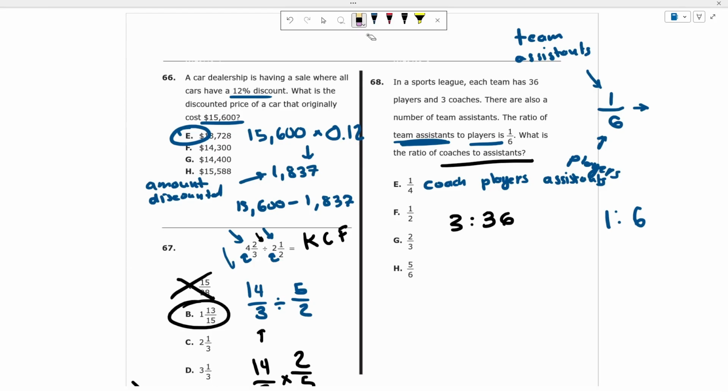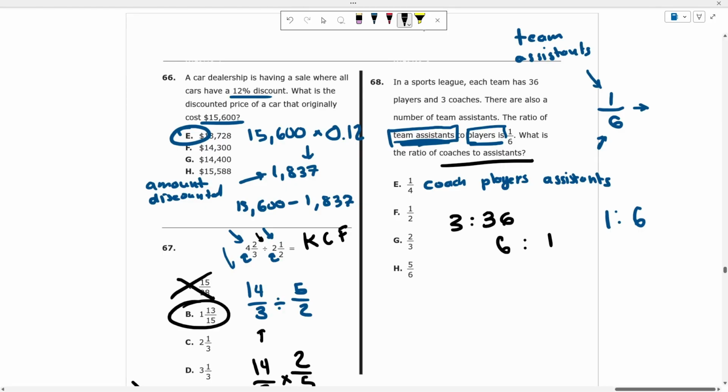So that's just how you read a fraction and convert that into a ratio, okay? You take the numerator as the thing that was said first, and you take the denominator as the thing that was said last, okay? So first on top, last on bottom. So now we also know that there's going to be 6 players for every 1 assistant.